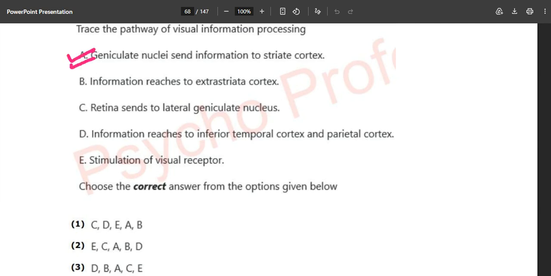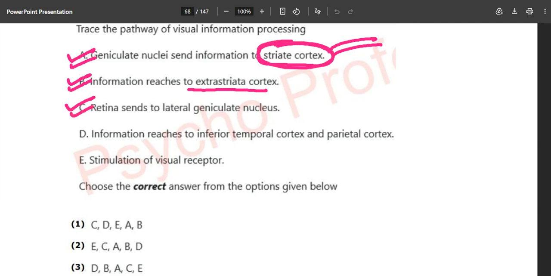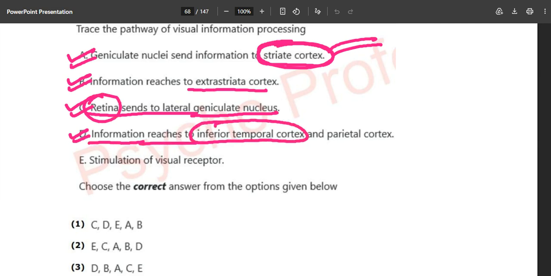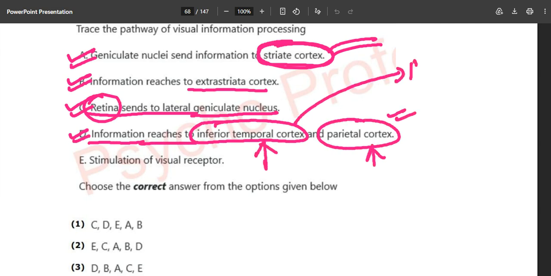Now, geniculate nuclei send information to the striate cortex, which is another name for your V1 cortex, which I will tell you about shortly. Information reaches the extrastriate cortex; this is some higher-level thing. After it reaches there, the retina sends to the lateral geniculate nucleus. This is given, so option D can be the answer. Information reaches the inferior temporal cortex and parietal cortex. When we discuss temporal and parietal, we may associate it with auditory processing, but here it is doing visual information processing.